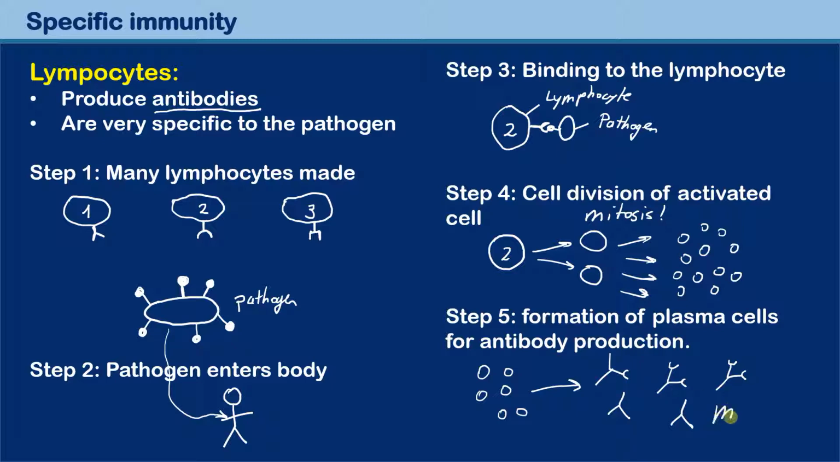So the many antibodies produced, and these cells are now called plasma cells. So what's the difference between an activated lymphocyte and a plasma cell? Well, they become plasma cells. So plasma cells are specific lymphocytes. Essentially, they would just call them plasma cells to make it clear that they produce large amounts of these antibodies.